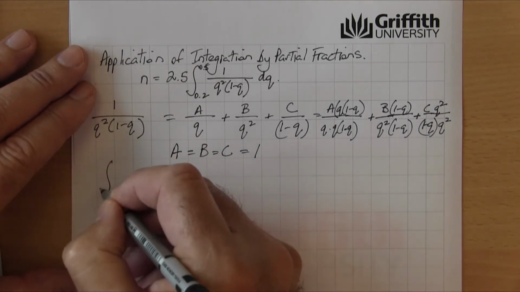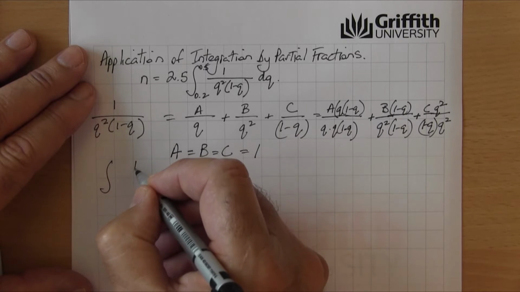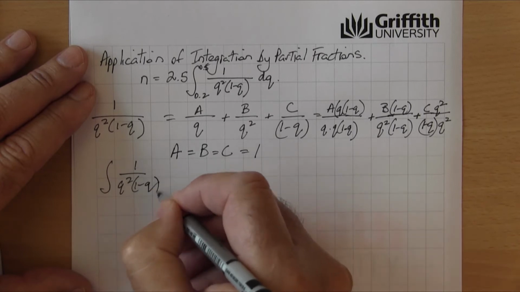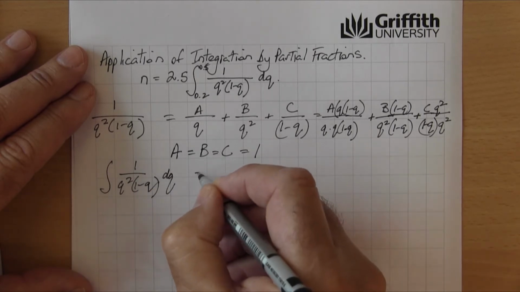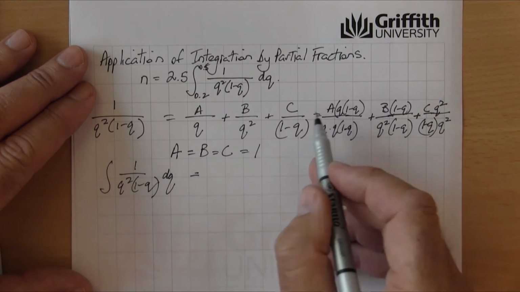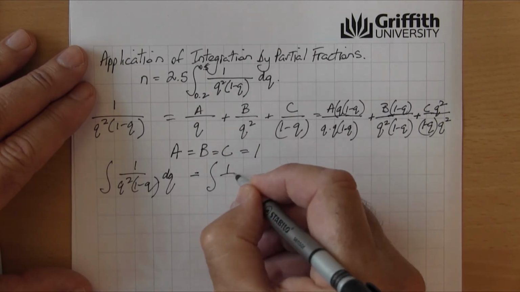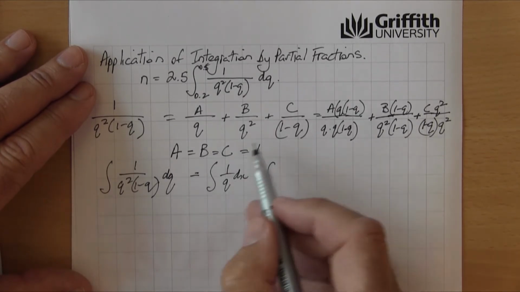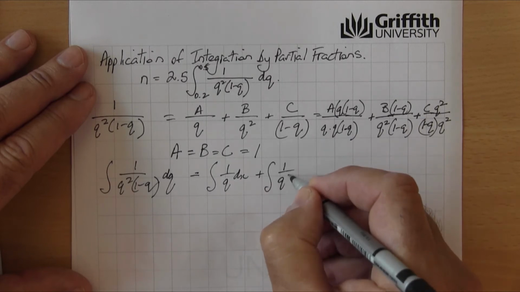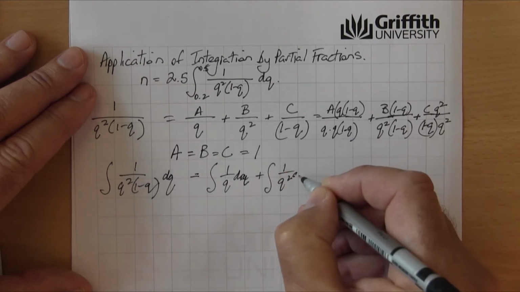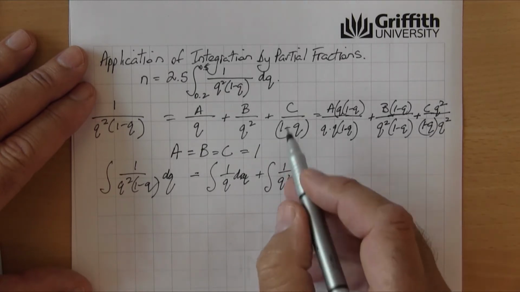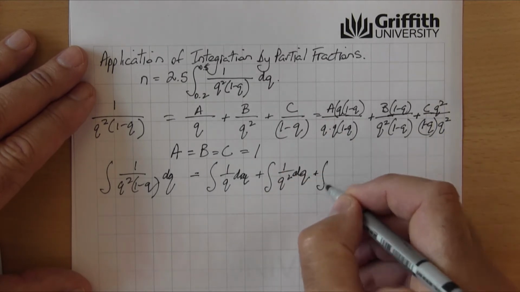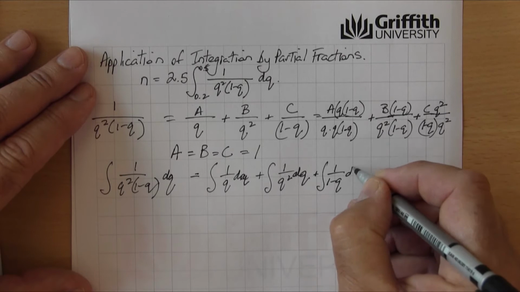So therefore my integral of 1 over q squared outside of 1 minus q will be equal to, now if a is equal to 1, it'll be the integral of 1 on q dq, plus the integral, b is also equal to 1, so it'll be 1 over q squared dq, and c is equal to 1 as well, so it'll be the integral of 1 over 1 minus q dq.